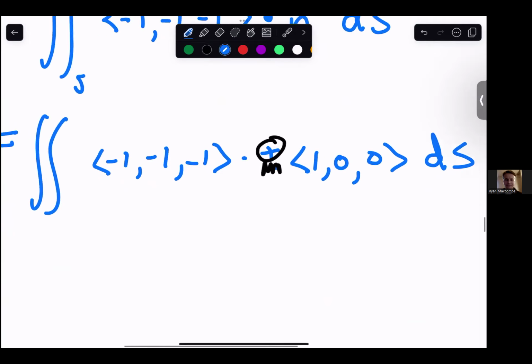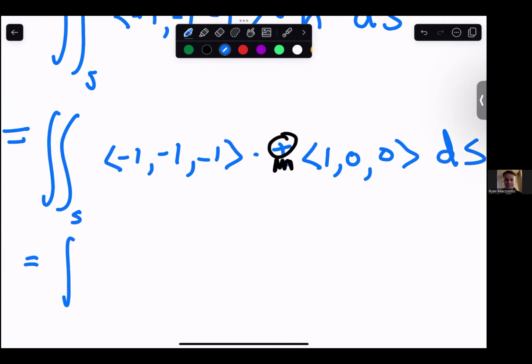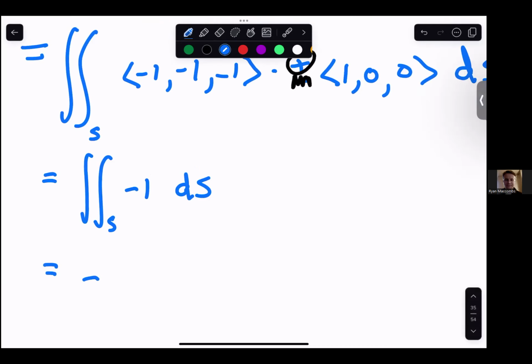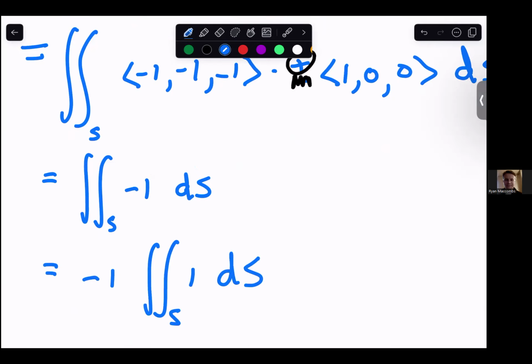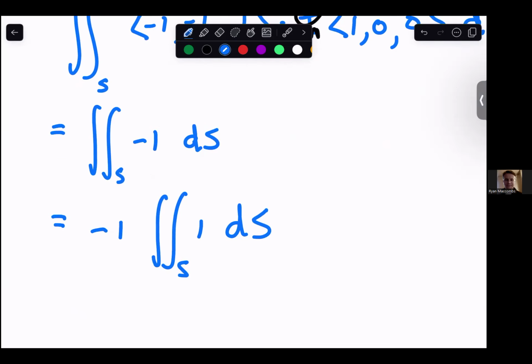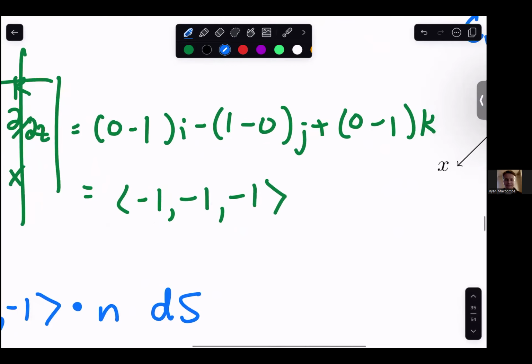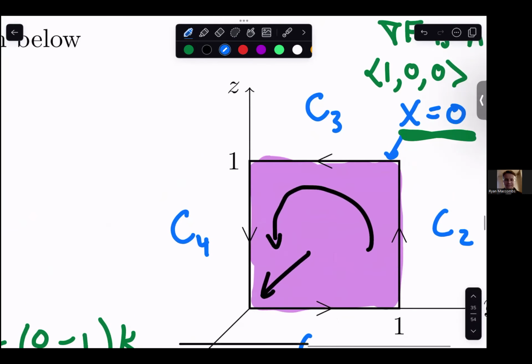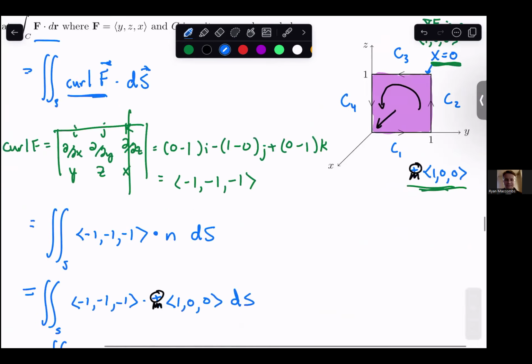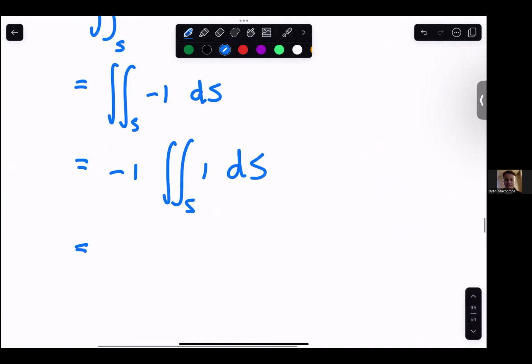So when I evaluate my dot product, I'm going to have -1 dS. I can factor out that -1. And now when you integrate 1 over a surface integral, this is just supposed to be surface area. Going back here, this is a 1 by 1 square. So the surface area is just the side length squared, and 1 squared is just 1. So my overall answer for this integral is -1.